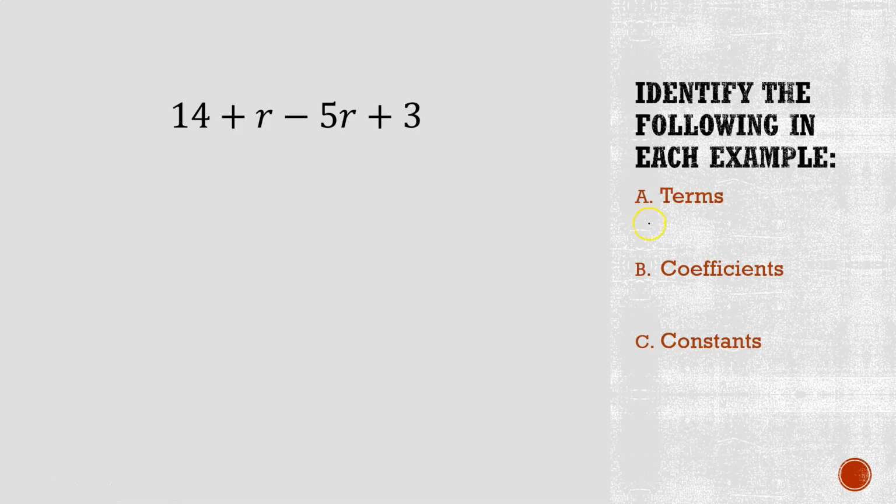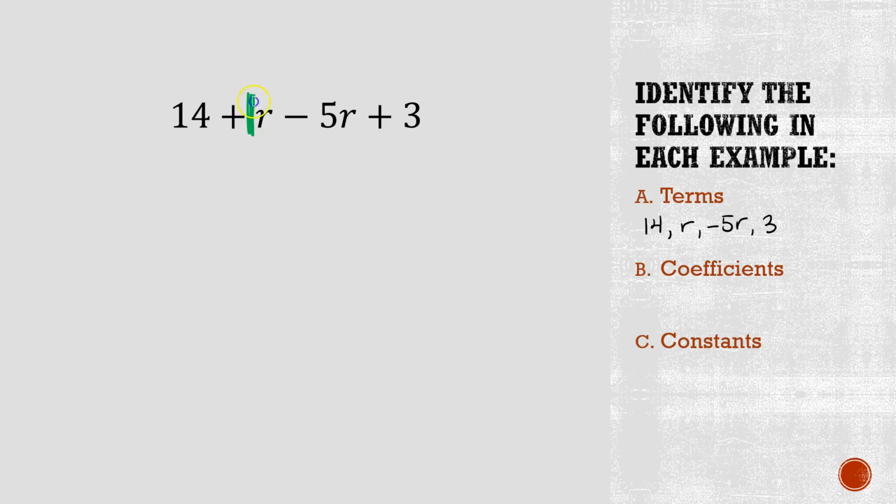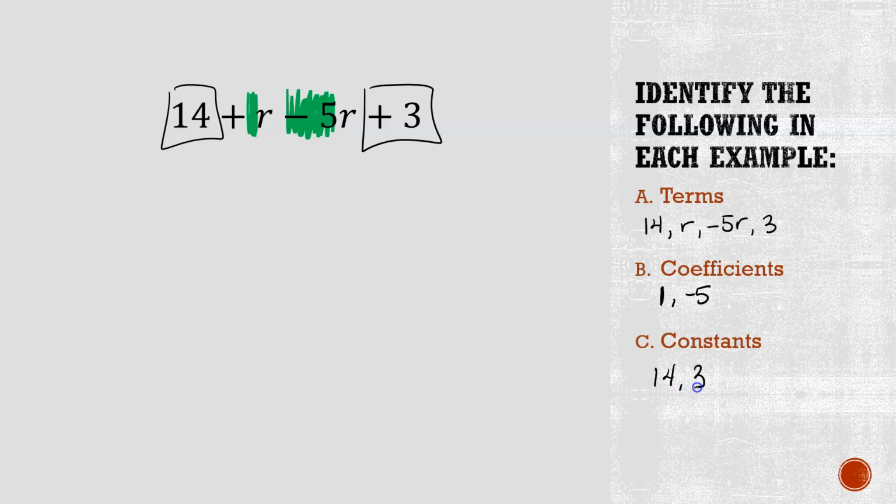The terms are 14, R, negative 5R, and 3. Okay, this is a tricky one because when you have that R that's by itself, there's really an invisible 1 in front of it. So don't forget to put that in your list of coefficients. So my coefficients are 1, which is in front of that R, and negative 5. And my constants are 14 and 3.